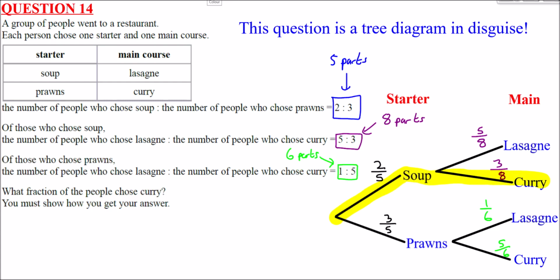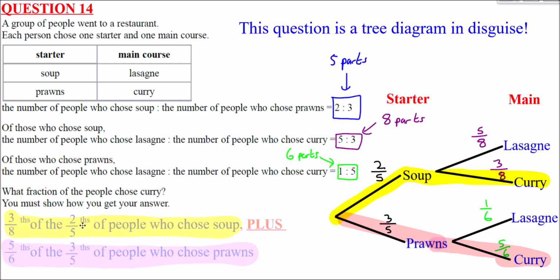The other way this could be done is if they were to pick prawns, then after picking prawns, then choose curry. So there's 2 main branches to consider. So for here, we need to think of it in this way. The fraction of people that choose curry, we've got here 3/8 of the 2/5 of the people that choose soup, this top yellow branch, but then also 5/6 of the 3/5 of the people who choose prawns. So it's 3/8 of the 2/5 of people, and also, so plus the people that choose prawns.